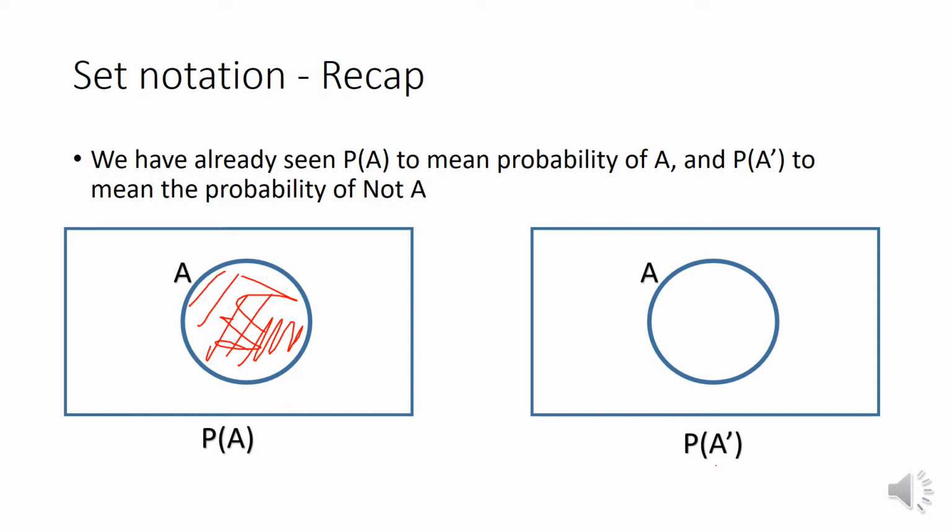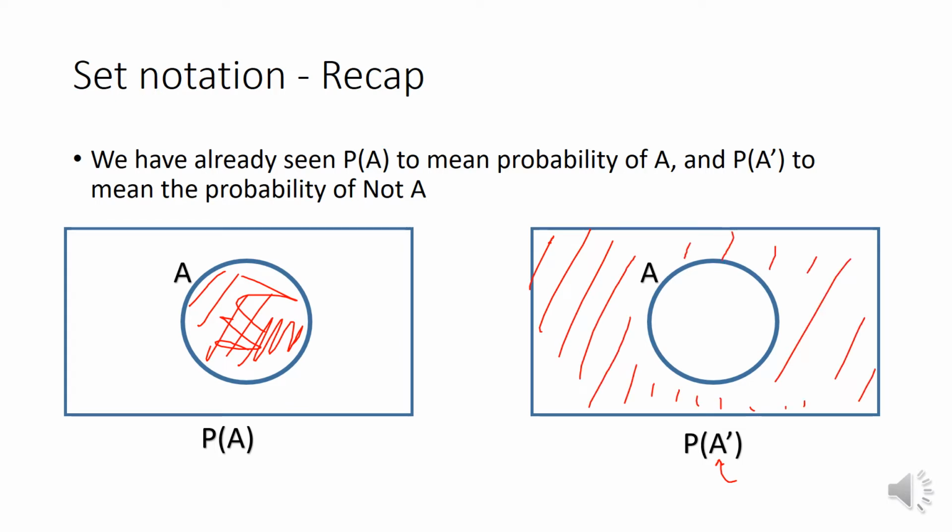There's also P of not A, so when it's A dash, that's not A. So there's anything that is not in the A circle. So that is anything outside of that. So that's this section here. So those are the ones that we've seen before. So the key bit here being the not notation.